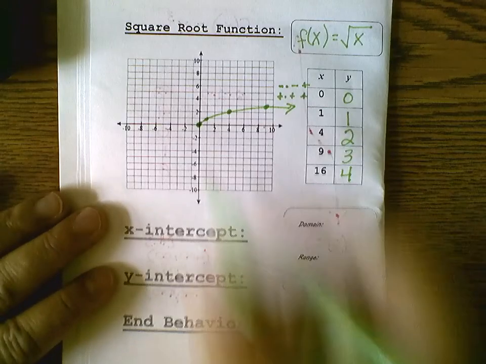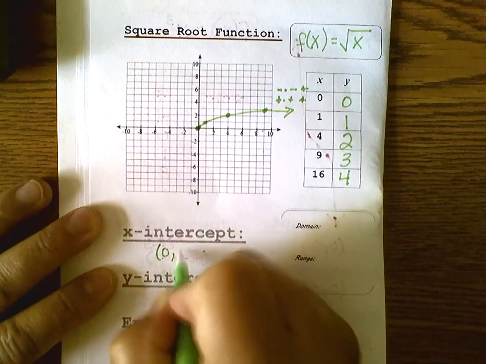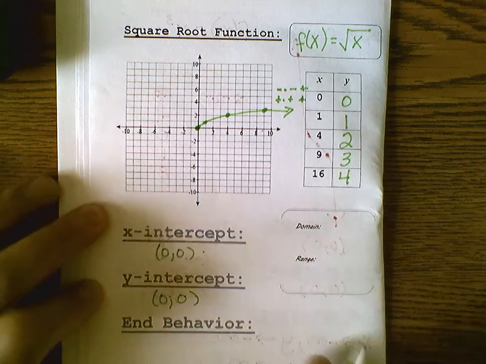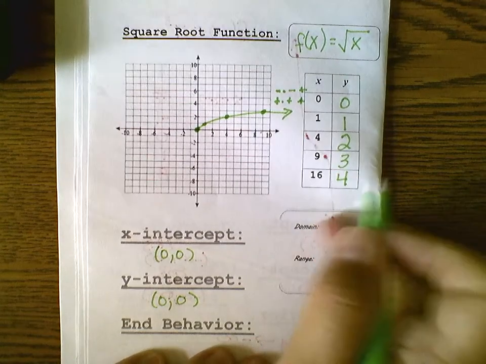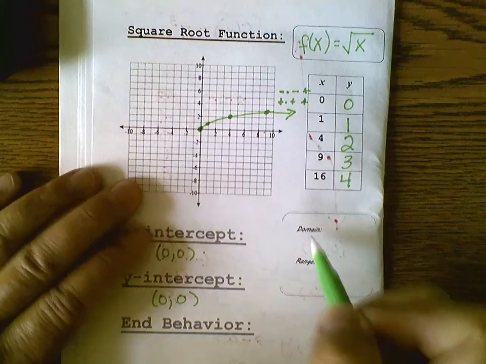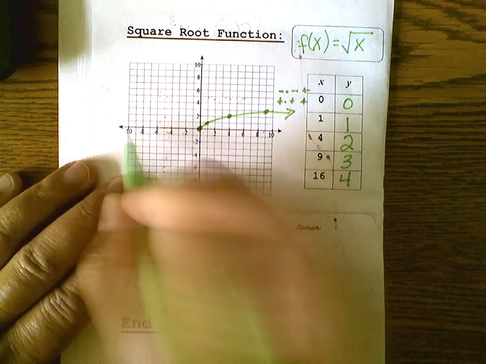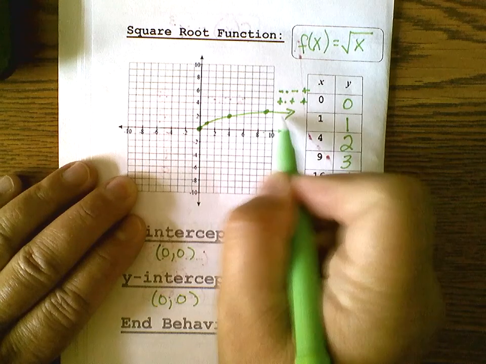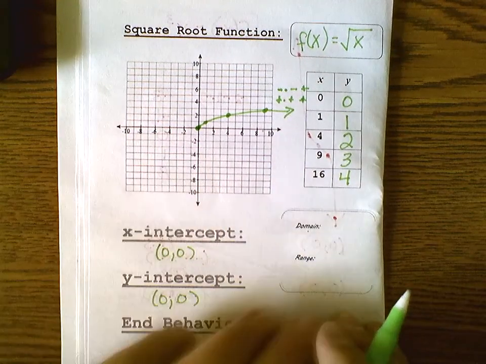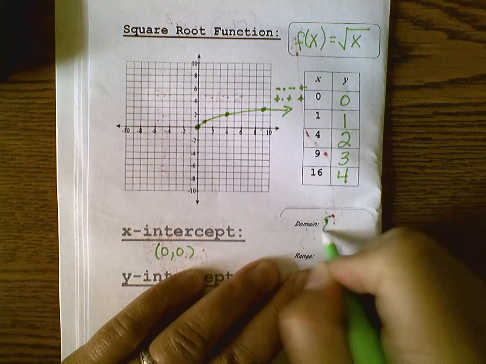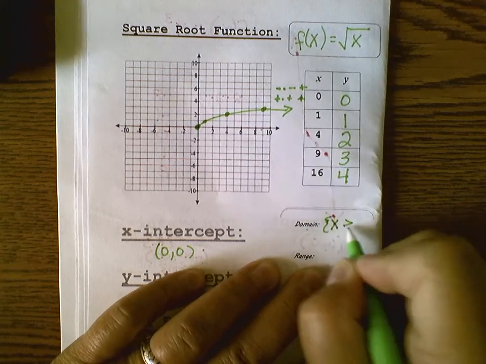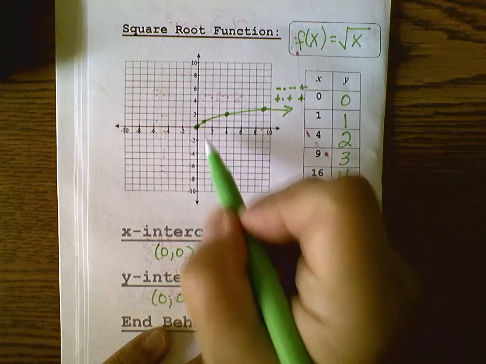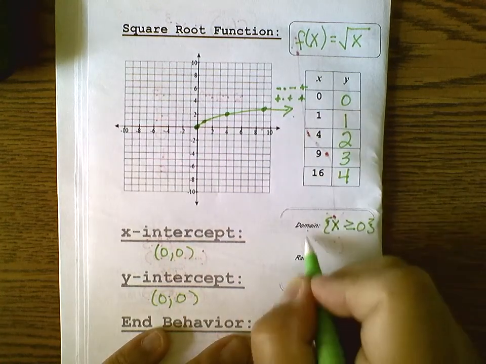So what's our x-intercept? Origin, 0, 0. Y-intercept also at the origin. Then for our domain and range. So domain is x values. How far to the left does this go? 0. It doesn't go any further than 0. And how far to the right does it go? Infinity or forever. So the domain in set notation would be x values greater than or equal to 0. In interval notation, it would be from 0 to positive infinity.